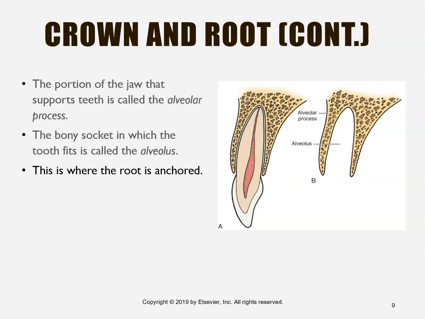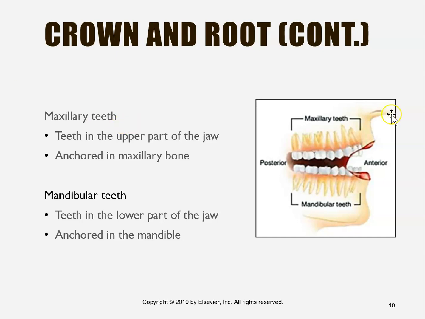Now we learned this last week. Maxillary teeth are the ones that you see in the upper jaw. Mandibular teeth are the ones that you see in the lower jaw. And you can see the maxillary molars have 3 roots. It has 3 roots because it needs to be more securely anchored.